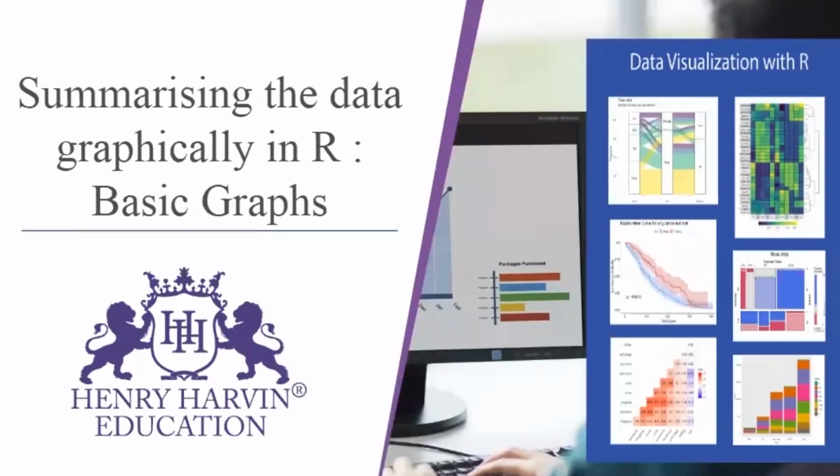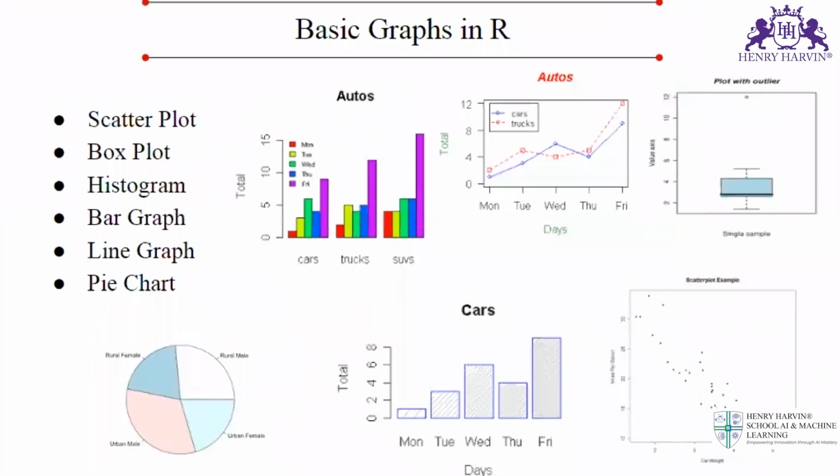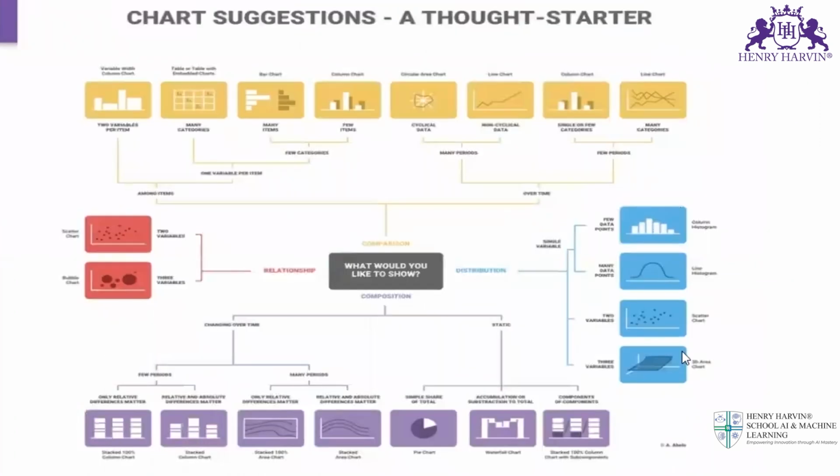Data using basic graphs in R. Some of the base graphs that are used in R are scatterplot, boxplot, histogram, bar graph, line graph, and pie chart. Selection of graph depends upon what you would like to show through your graph. So if you want to compare the data, you can use different types of graph for that. Based upon the items you are comparing, you can use column charts or bar charts, depending upon the items you are using.